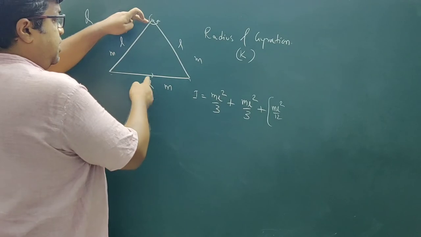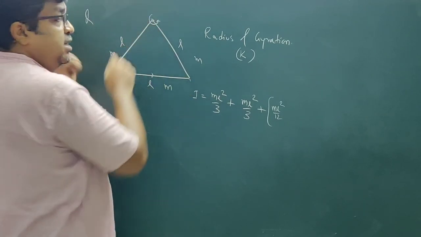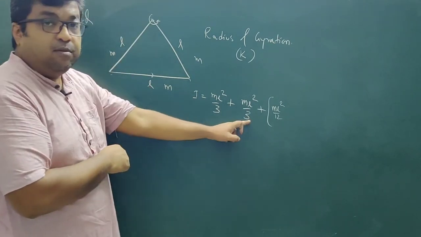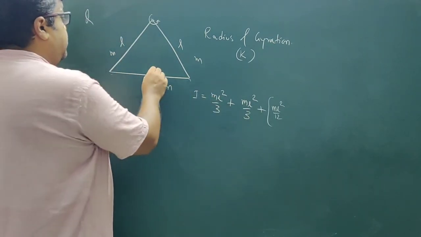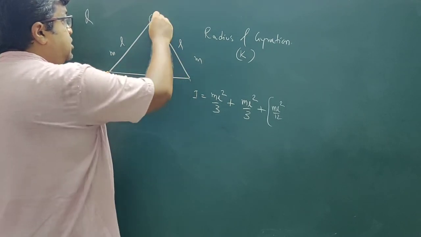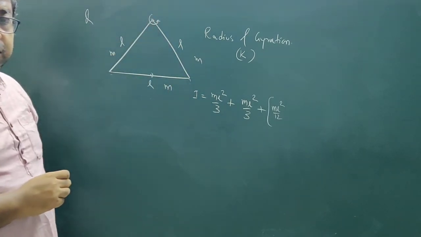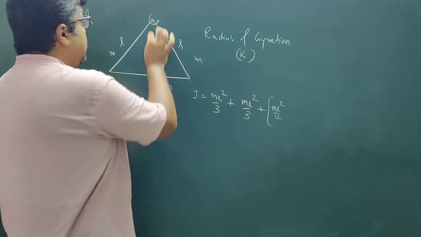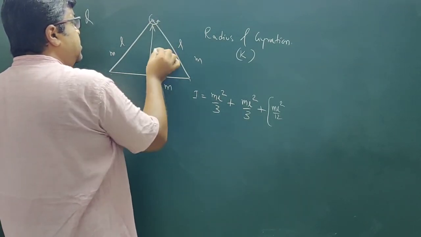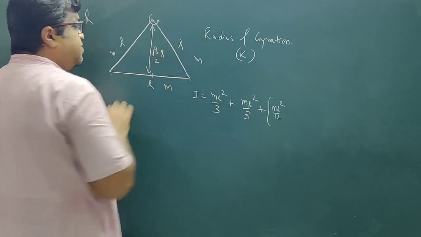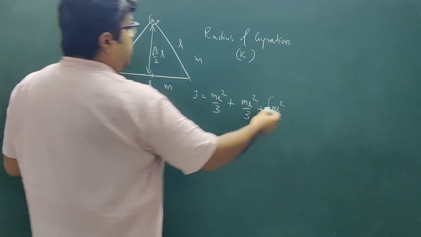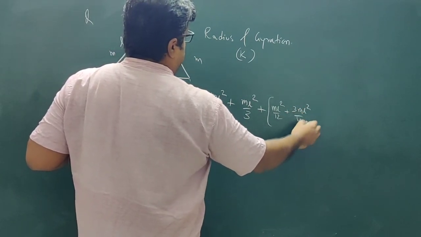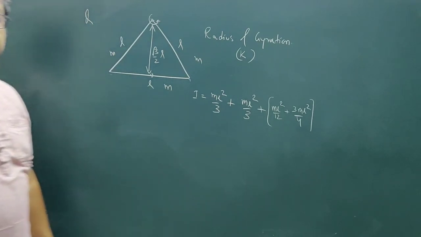And then I have to calculate the moment of inertia of this rod about this axis. Then only we will get the total moment of inertia. For these two rods, I have already written the moment of inertia. For the third rod, we have to use the parallel axis theorem. So this is ML squared by 12 about this axis. What about this distance? This distance will be root 3 by 2 into L. So this will be plus 3ML squared by 4.